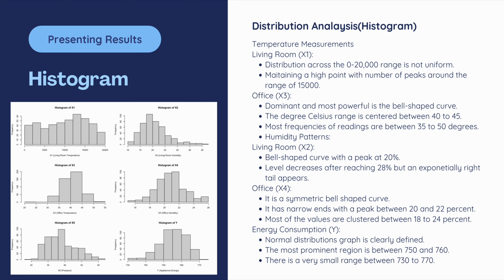Looking at our histogram distribution, the living room temperature isn't uniform across its range, showing multiple peaks around 15,000. The office temperature displays a dominant bell curve between 40 to 45 degrees Celsius. For humidity, the living room peaks at 20%, while the office maintains a symmetric distribution between 20 to 22%, whereas energy consumption stays remarkably consistent between 750 to 760.